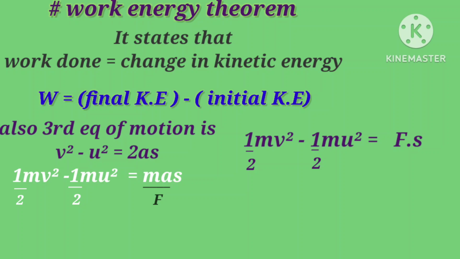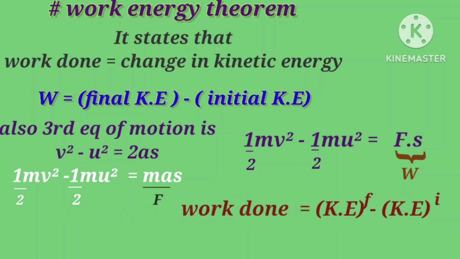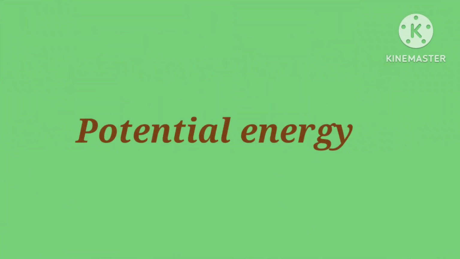As we clearly see in this equation, F dot s is the formula for work done, therefore we have work done is equal to kinetic energy final minus kinetic energy initial. This is all about the work energy theorem. In the next video, we will study in detail our next very important topic, which is potential energy.